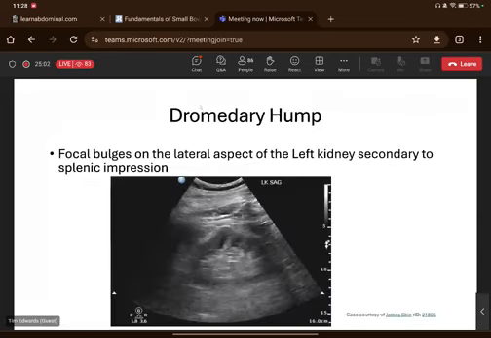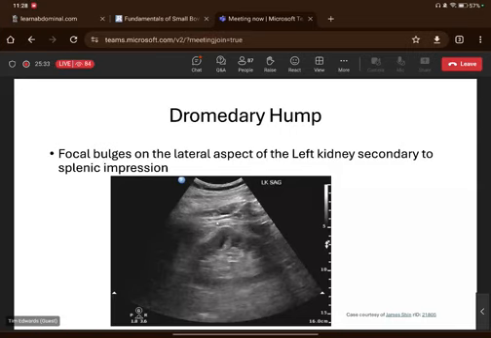Dromedary hump. This is something I've included because it's something that we do see a lot in practice as well, and may sometimes trick people into thinking it's pathology. So on the left kidney, if you see this kind of smooth bulge on the lateral aspect of the left kidney, this is actually a normal variant, and it's caused by the impression of the spleen. So this is something to be aware of as a normal variant of the kidney.